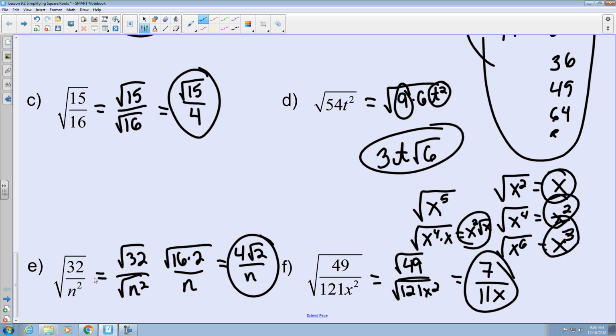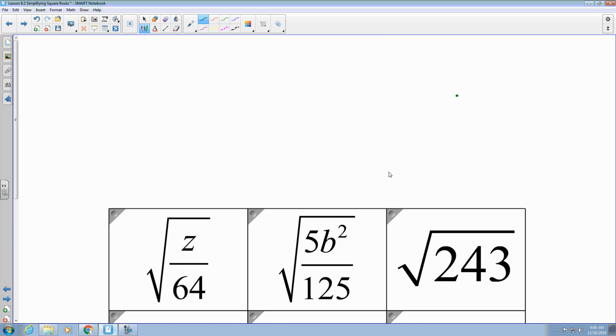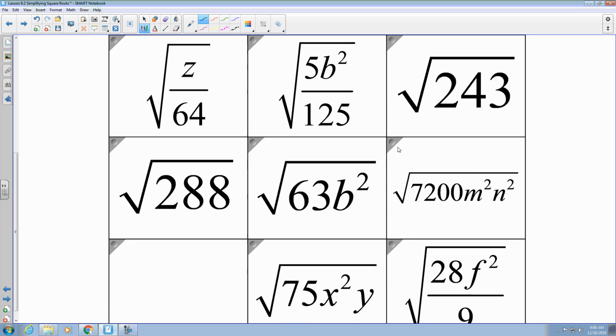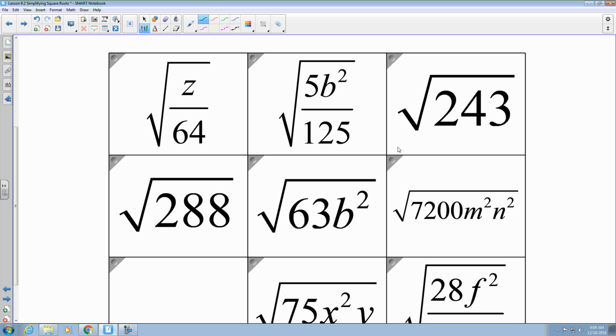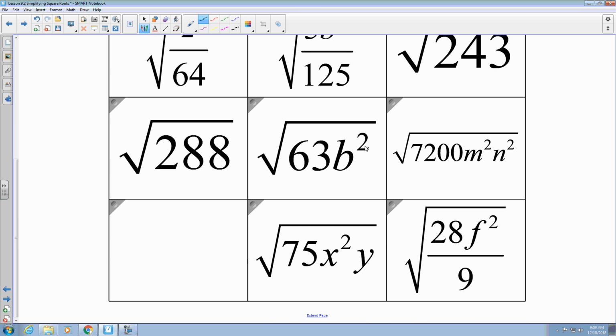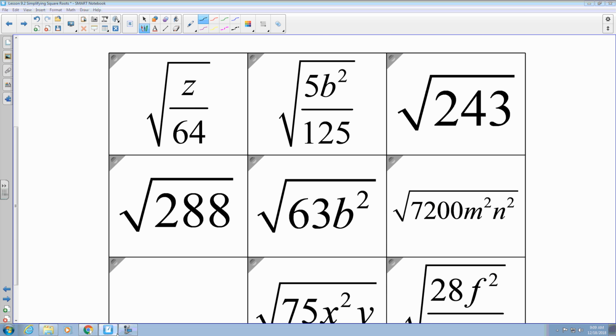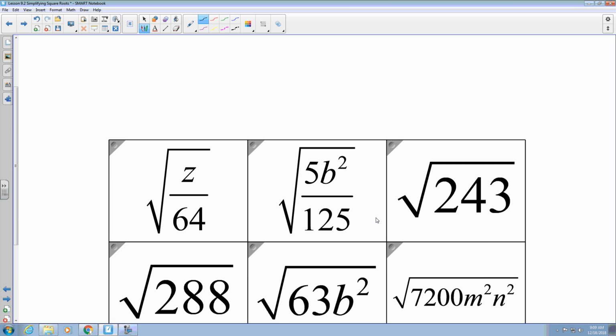Okay? So I would challenge you to look at these examples here and give them a try yourself and see if you can solve them. Okay? If you paused it, great. If not, let's take a look and see what we can do.